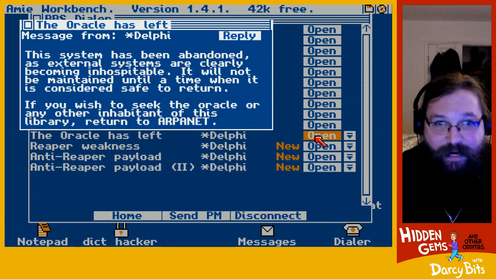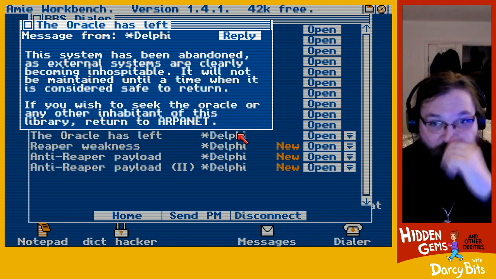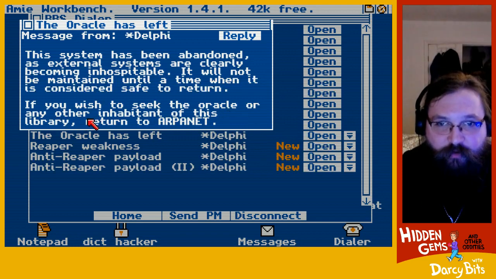This system has been abandoned. As external systems are clearly becoming inhospitable, it will not be maintained until a time when it is considered safe to return. If you wish to seek the Oracle or any other inhabitant of this library, return to ARPANET.